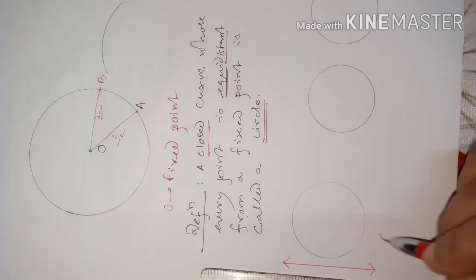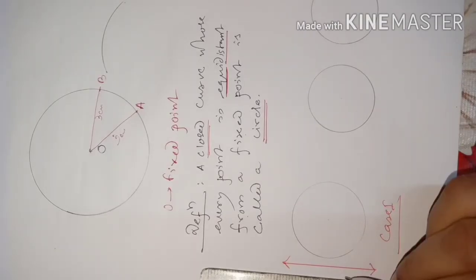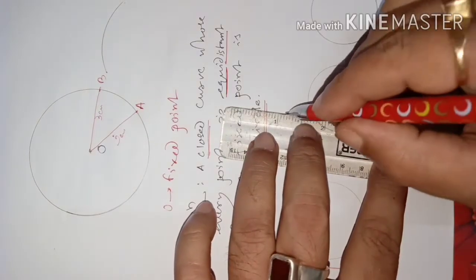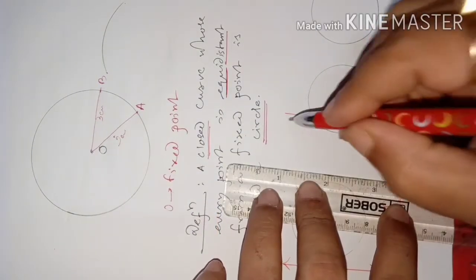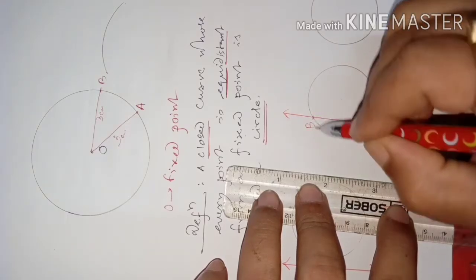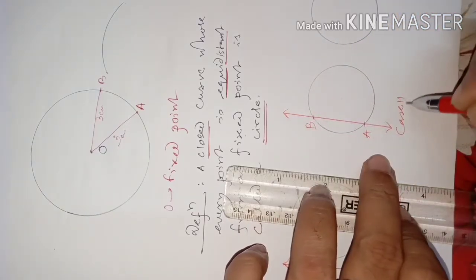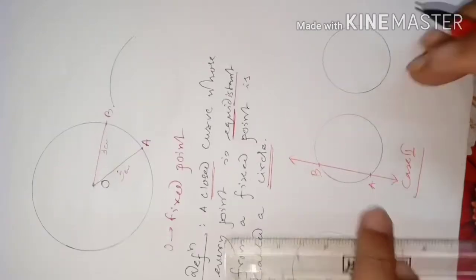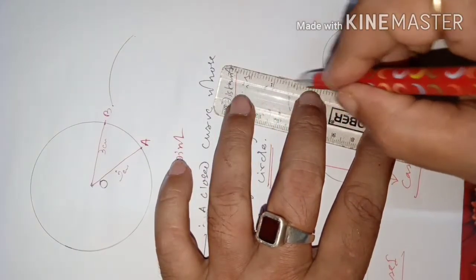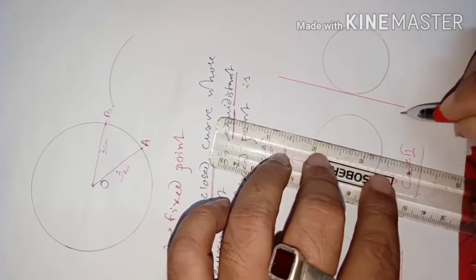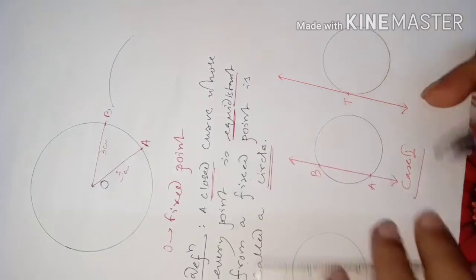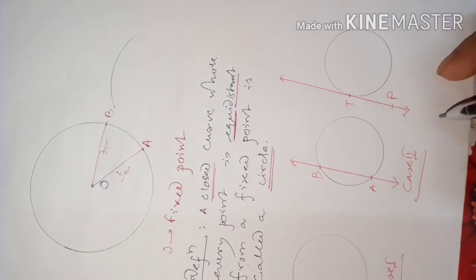Situation 1, case 1, where the stick has not touched the ring. Situation 2, where the stick has intersected the ring at two places, at this place A and at this place B, suppose. This is case 2. Another situation is that the stick has touched this ring exactly at one place from outside, only here. Suppose this is point T, and it is, suppose, PT.